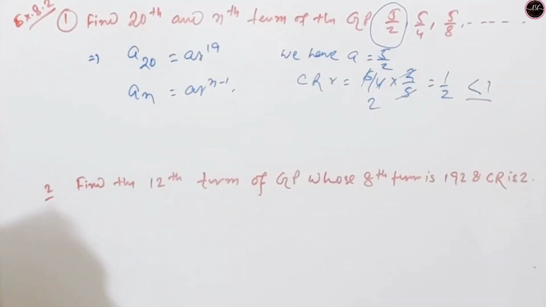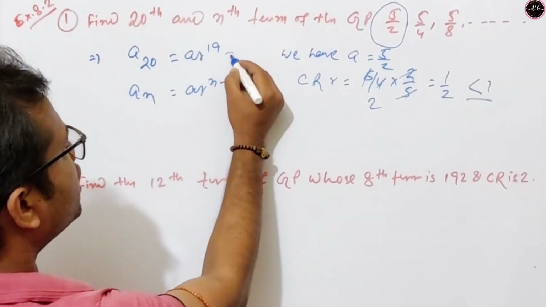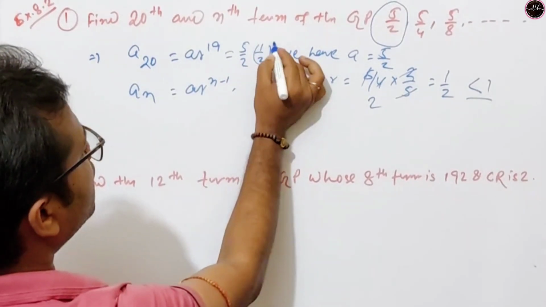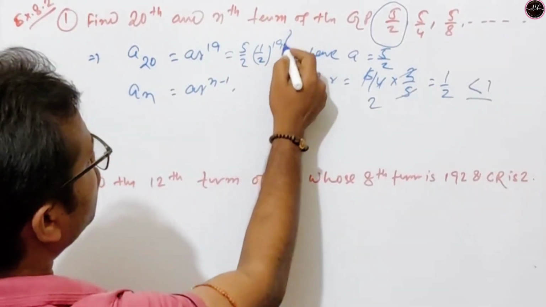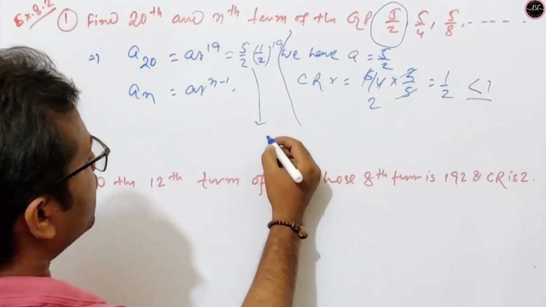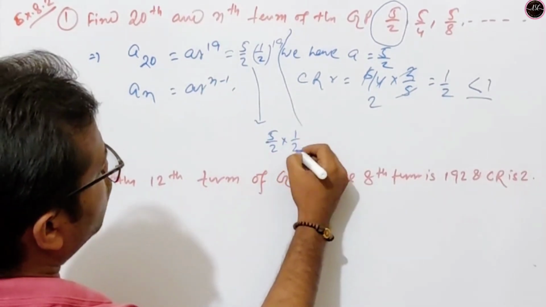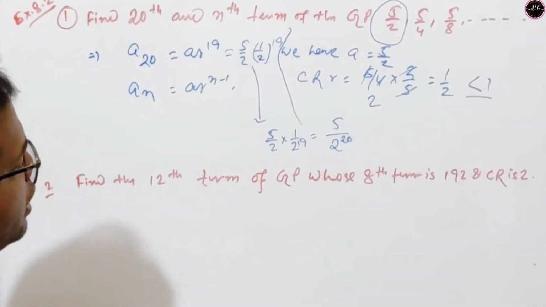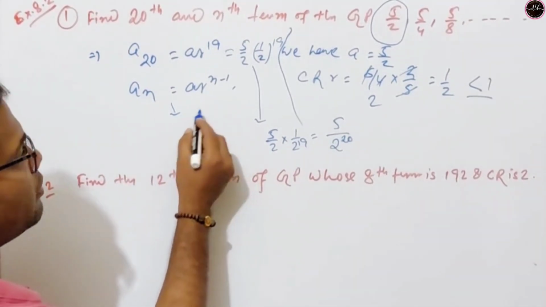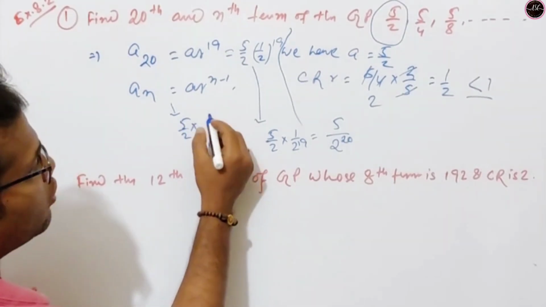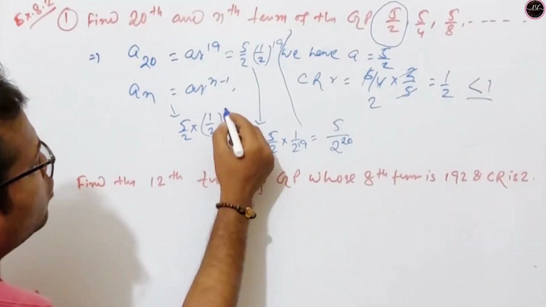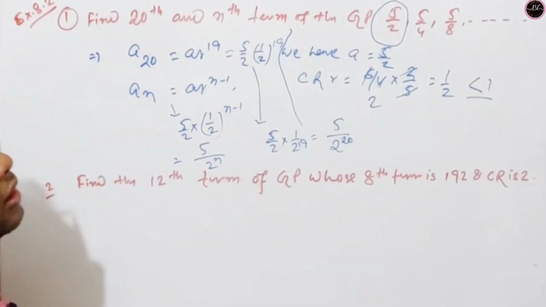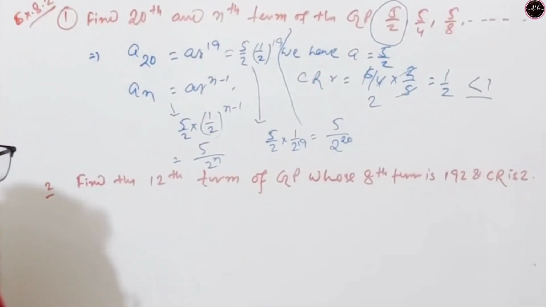Now the 20th term: A equals 5 by 2 and r equals 1 by 2 to the power 19. So I just write here 5 by 2 into 1 by 2 to the power 19. That means 5 by 2 to the power 20. That is the 20th term, and the nth term equals 5 by 2 into r to the power n minus 1, that means 1 by 2 to the power n minus 1, that means 5 by 2 to the power n. So that is the 20th term and nth term of that GP.